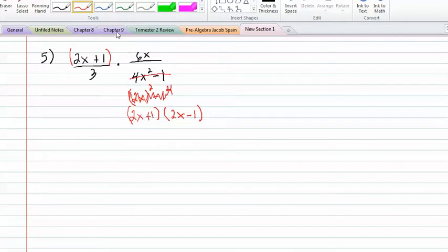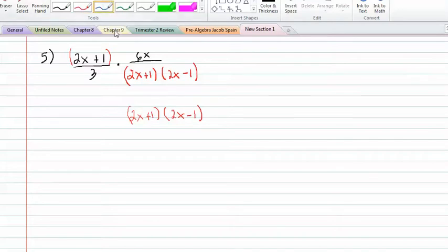Okay, so I'm going to go ahead and erase the work that I did, and I'm going to replace it with my new factored form. And I know you can't do this on your paper, but hopefully I'm helping you follow what I did a little bit more. 2x plus 1, and then I have 2x minus 1.